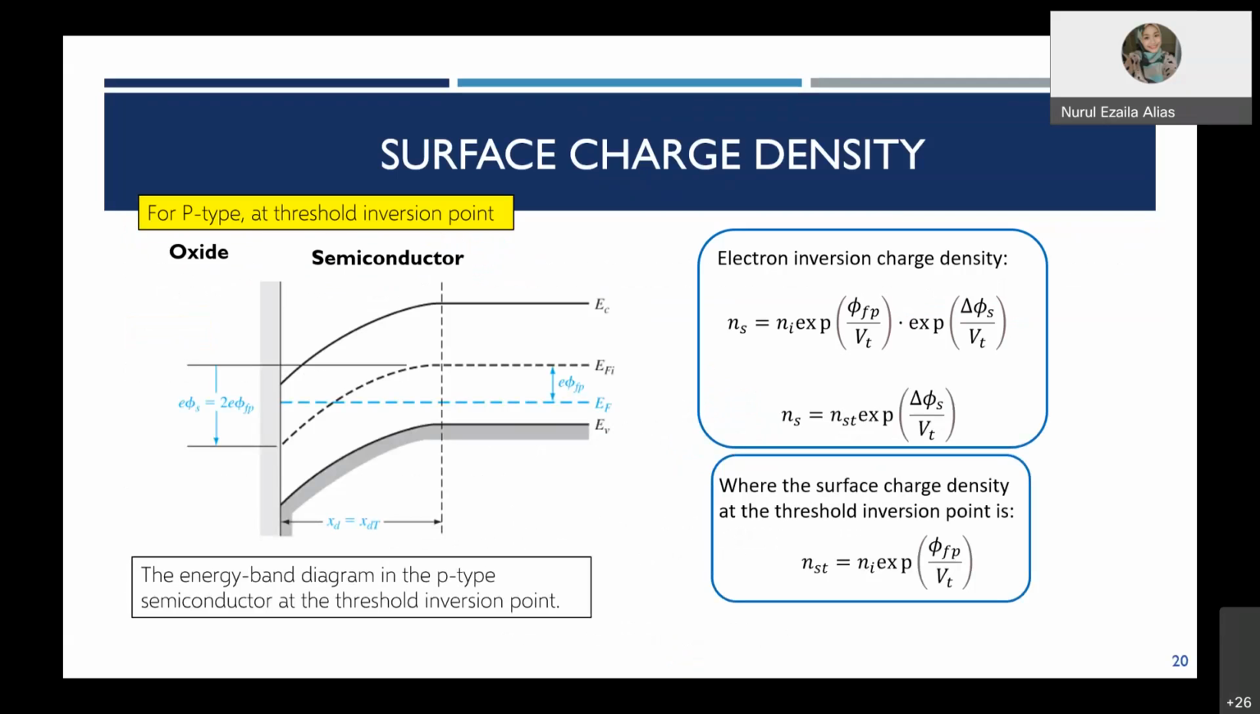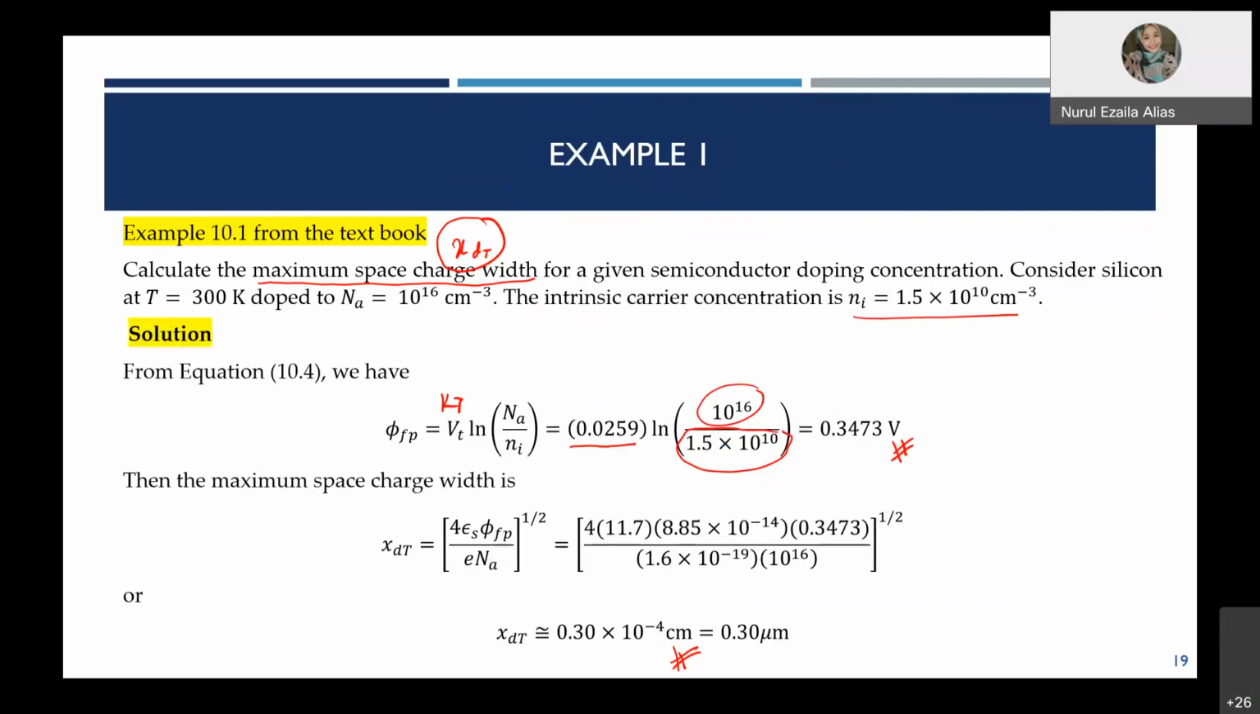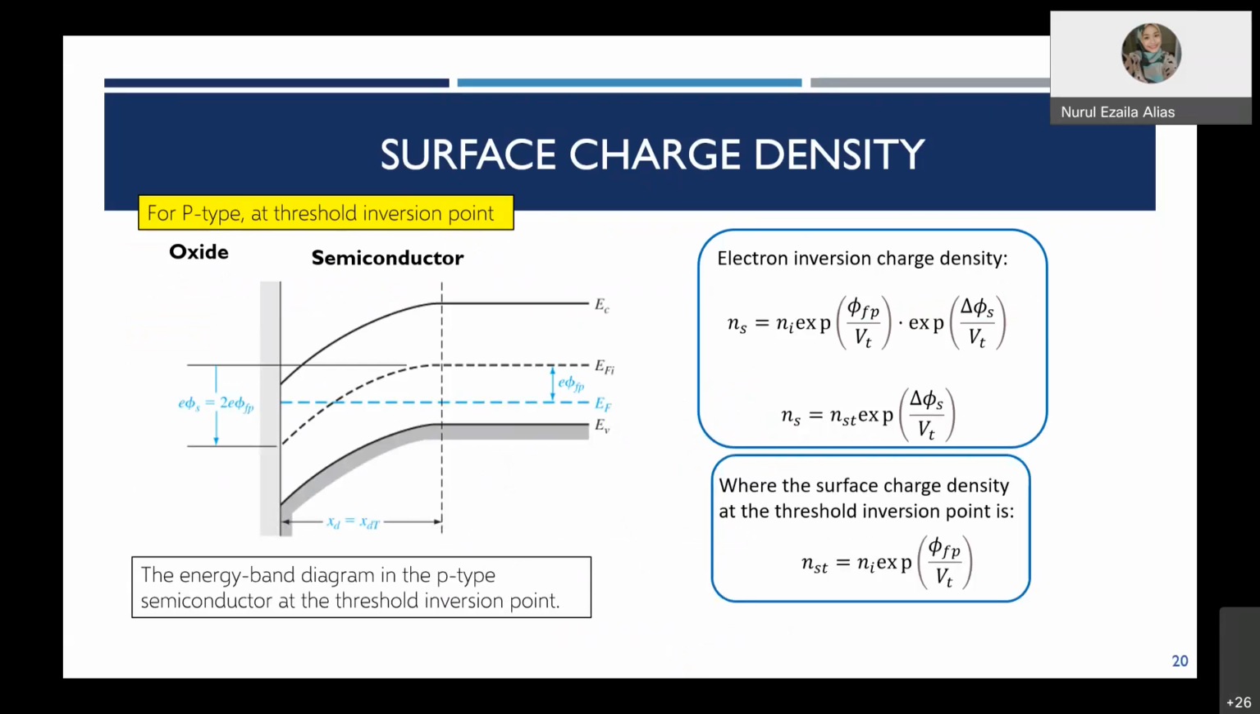All right. Other than that, what is surface charge density? I think this example is quite straightforward. You can do it yourself. For the surface charge density, there are other parameters, which are not really common, but I just want to introduce them to you. During the p type, during inversion.